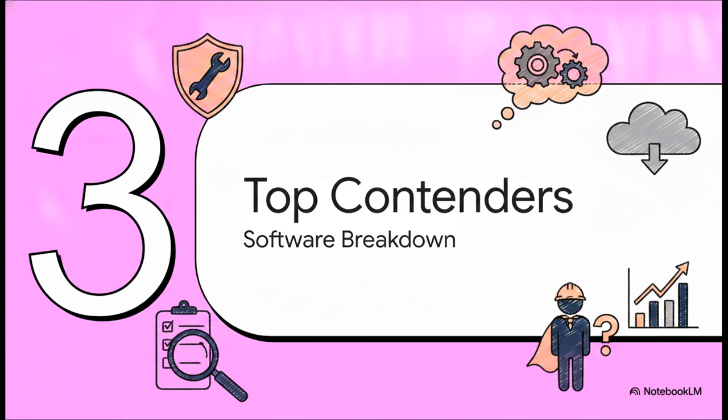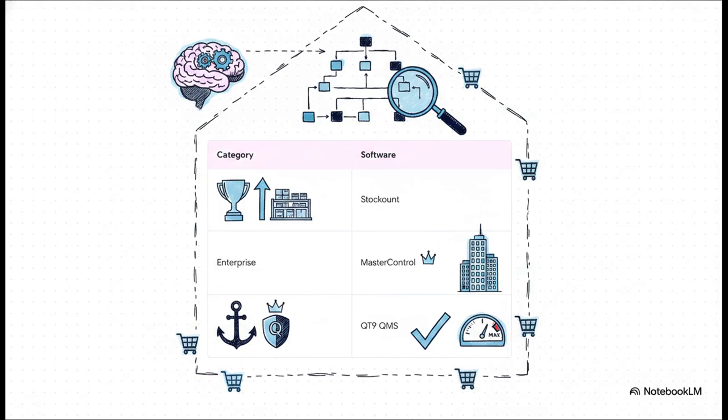Which brings us to Section 3, top software contenders. Let's break these down. Now, what's really interesting about this breakdown is that when we categorize the top tools by their actual strengths, a super clear picture emerges. For best overall and best for inventory, Stockount takes the lead. Need a massive enterprise ecosystem? MasterControl is your heavyweight. And if your focus is purely quality, QT9 QMS steps up. Just mapping these tools to their core strengths instantly shows you which neighborhood you should be shopping in.